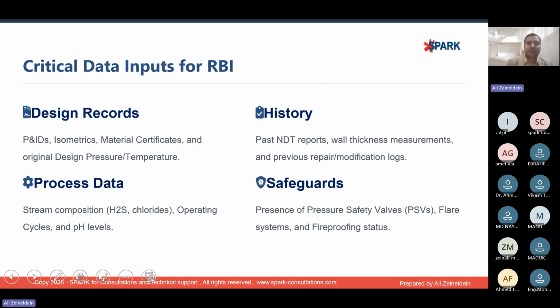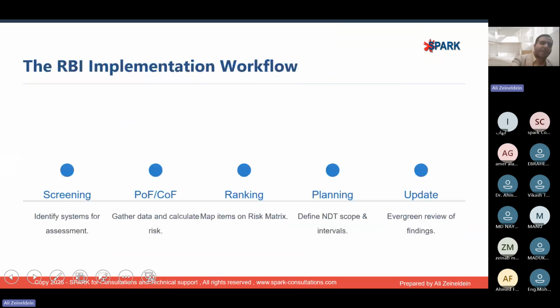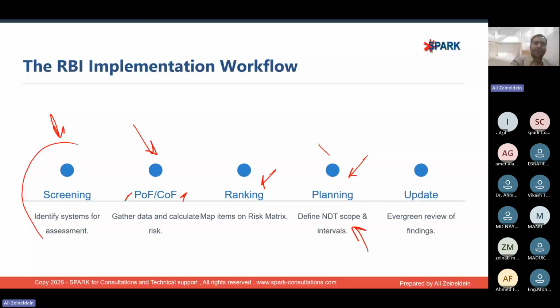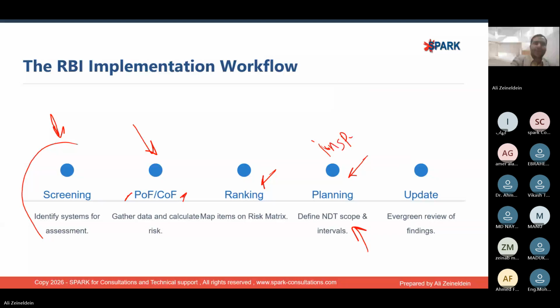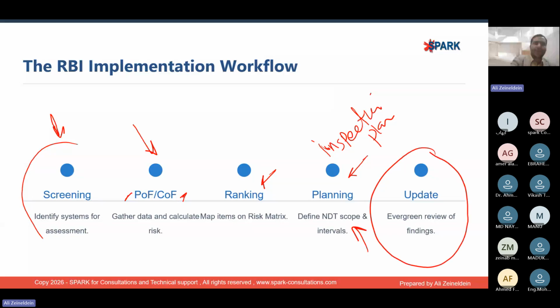Here, this is the implementation workflow: start by screening, then assessing, gathering data to calculate the probability of failure and consequences of failure, then applying risk ranking, then defining the planning or inspection plan here. And then finally update the inspection plan by reviewing the findings.